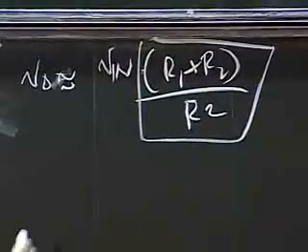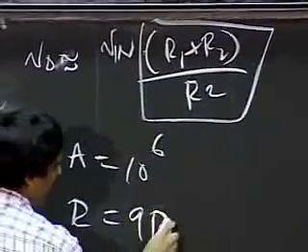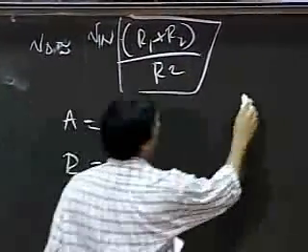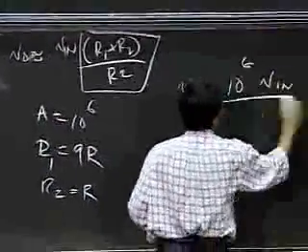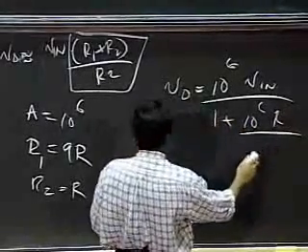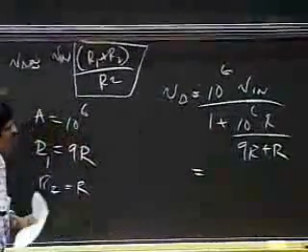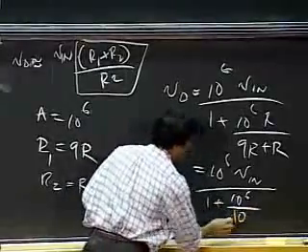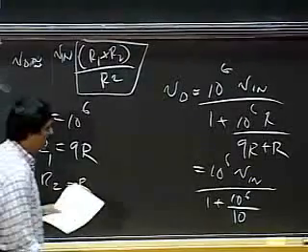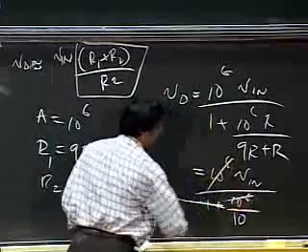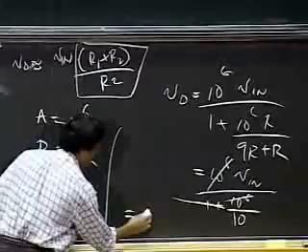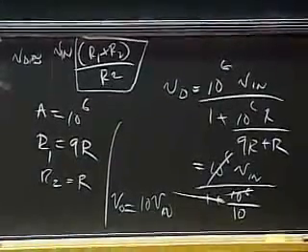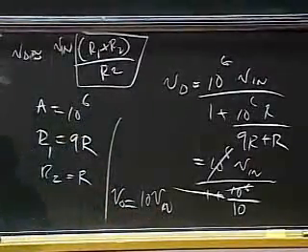So to give you a sense of some numbers here, suppose A was 10 to the 6. And I choose R1 to be 9R, and R2 to be some R. Then V naught is 10 to the 6 V in divided by 1 plus 10 to the 6 times R divided by 9R plus R. So that's 10 to the 6 V in divided by 1 plus 10 to the 6 divided by 10. So if I ignore the 1 here, the 10 to the 6 and 10 to the 6 cancel out. This ends up giving me 10 V in. So I get a really nice amplifier whose output is simply 10 times the input and determined solely by some resistor values.